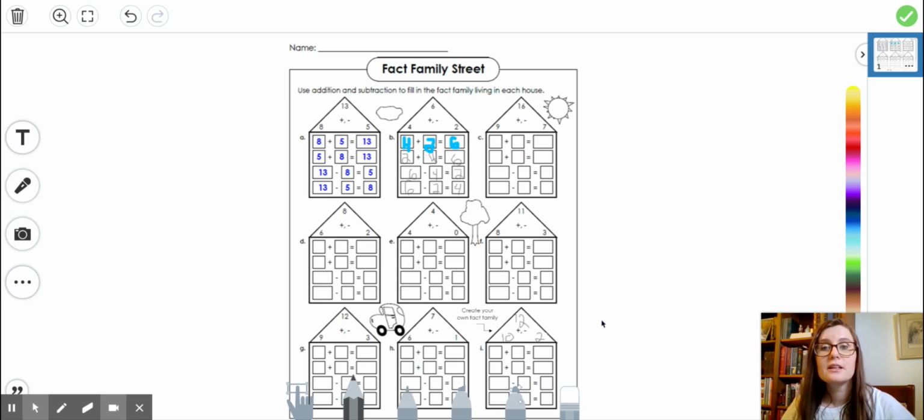So first graders, I hope that you can walk away from this week remembering that there are 3 numbers in a fact family. Only those 3 numbers are allowed in that house or in that family. You have 2 parts and 1 whole. And you're going to make 2 addition sentences and 2 subtraction sentences with those 3 numbers. It's all about how addition and subtraction can work together.